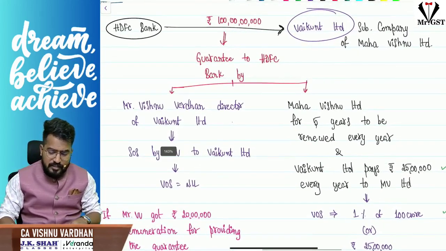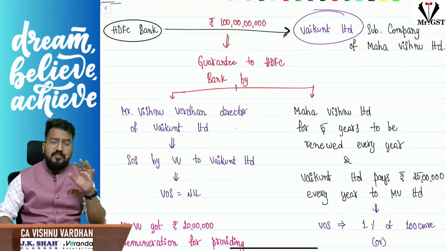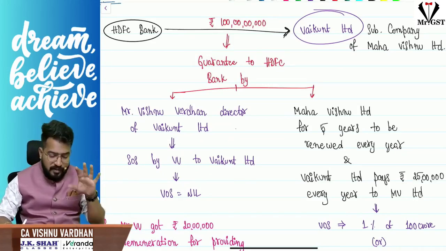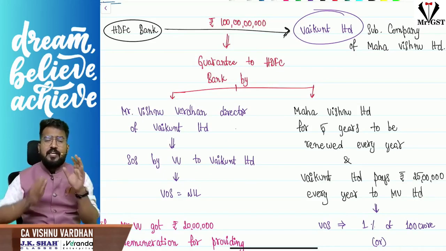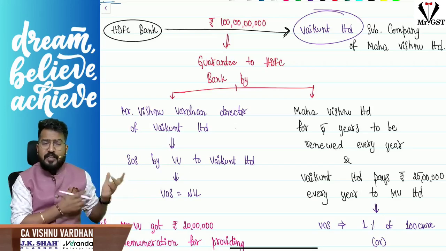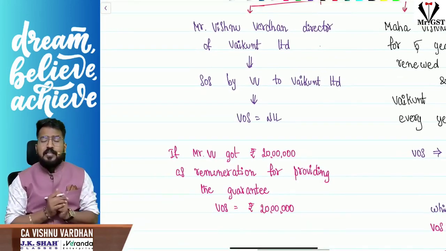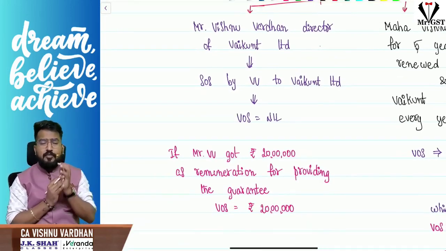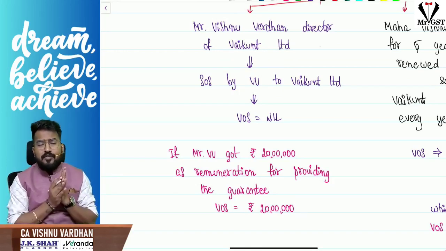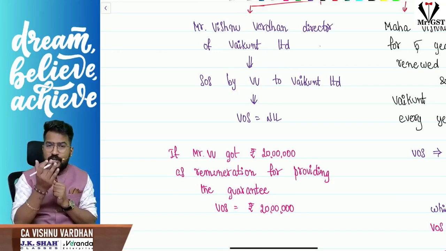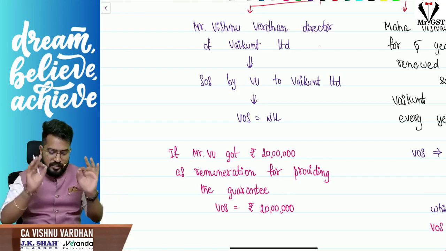There is HDFC Bank, which is giving a loan of 100 crores to Vaikunth Limited, a subsidiary of Mahavishnu Limited. For this 100 crores, somebody should give a guarantee to HDFC Bank. Imagine HDFC Bank is getting a guarantee from a director of the company, Mr. Vishnuvardhan. Then as per RBI guidelines, Mr. Vishnuvardhan is doing it without consideration, and the value of supply is the open market value, and we have already understood there is no open market value for this. So because there is no open market value, the value of supply will be nil. So that is the first thing.